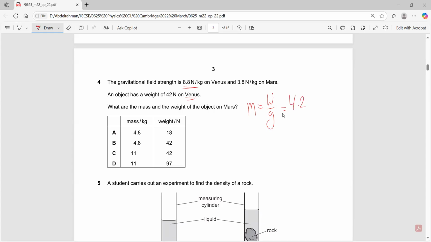So 42, not 4.2, divided by 8.8. Okay, 42 divided by 8.8 is 4.8 kilograms, right? 4.8 kilograms. Now, to find the weight on Mars, weight equals mg, or basically 4.8 times the gravitational field strength. I'm sorry, this is not the moon, this is Mars, times 3.8, which is 18. So it's A.